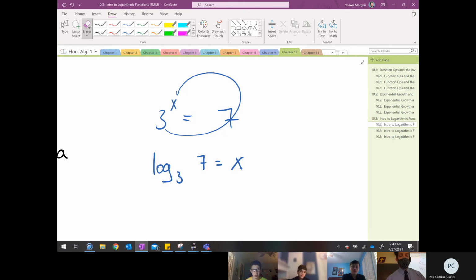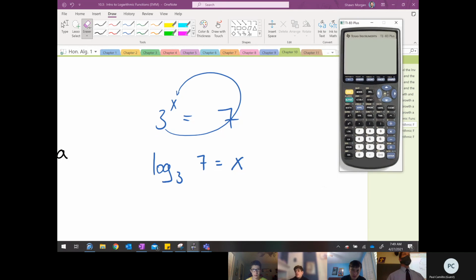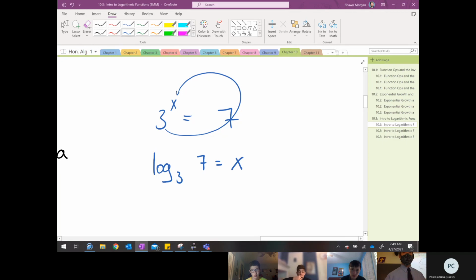Now, thankfully, and I mentioned this earlier, we've got a calculator, okay? So the way that my calculator works is I have a LOG button over here. I'm going to hit log of 7 over log of 3, and we'll talk more about calculators on Thursday. But that number right there is about 1.77. And that's crazy that we could solve for an unknown exponent that's not an integer by using logarithms.